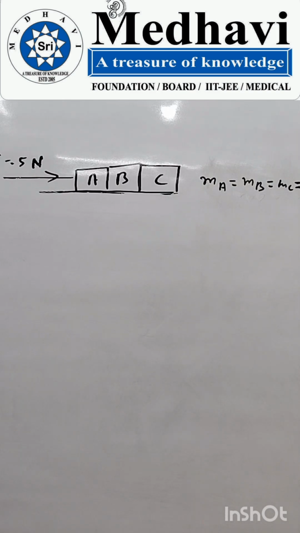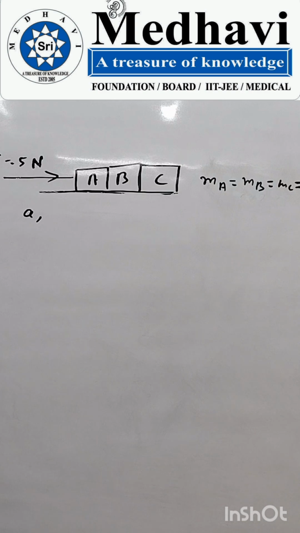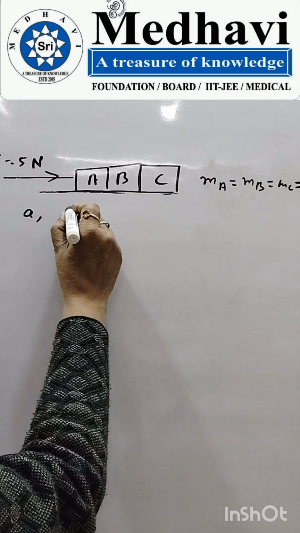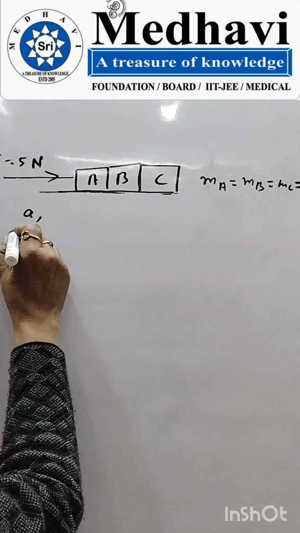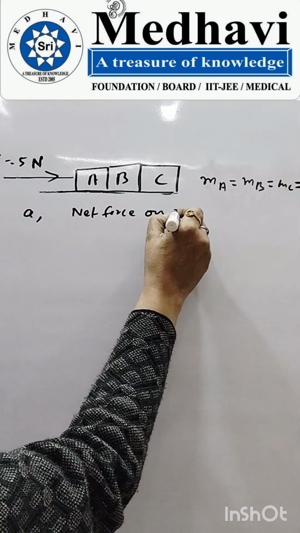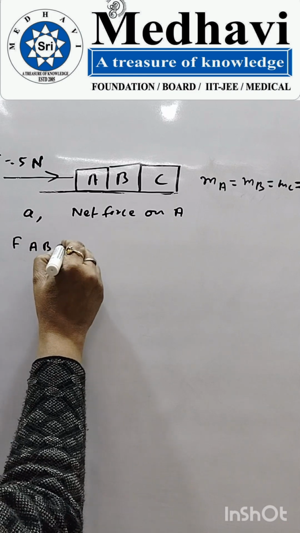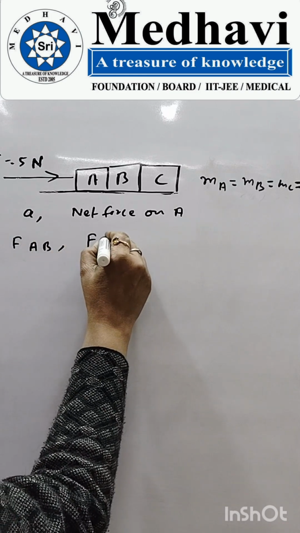This is a diagram. In this diagram, a question is given based on connected bodies without using a string. All three bodies have equal masses and a force of 5 Newton is applied. The first question is to find the acceleration. The second is the net force on A. The third is the force of contact between A and B. And the fourth is the force of contact between B and C.